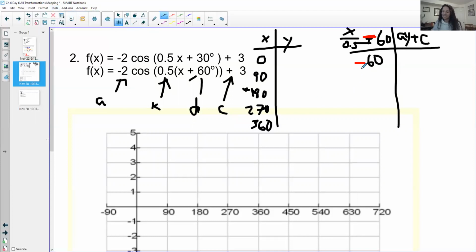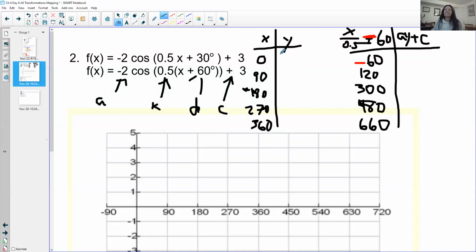There we go. So -60, this should be 120, 300, 270 times 2 is 540, minus 60 is 480, and then this last one, 360 times 2 is 720, minus 60 should be 660. Okay, so those are your X values.